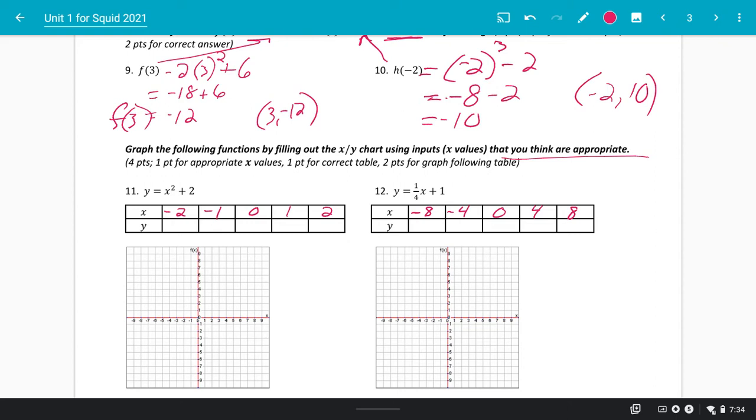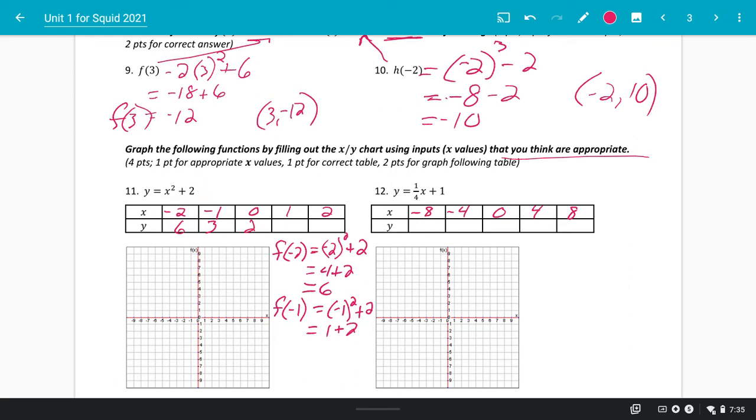Plug these in, and I'm just going to do this one. Well, f of -2 is (-2) squared plus 2. Well, (-2) squared is 4. It's a positive 4, people. Remember that. 4 plus 2 is 6. You see how I did that? So we're going f of -1 is (-1) squared plus 2. Well, (-1) squared is 1. It's a positive 1. 1 plus 2 is 3. I can see my initial value is 2.